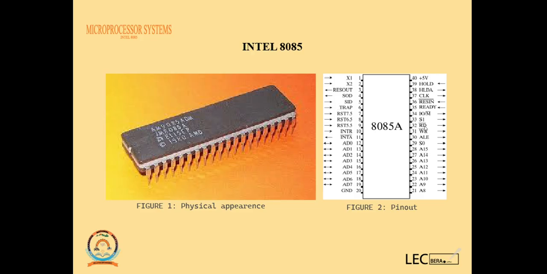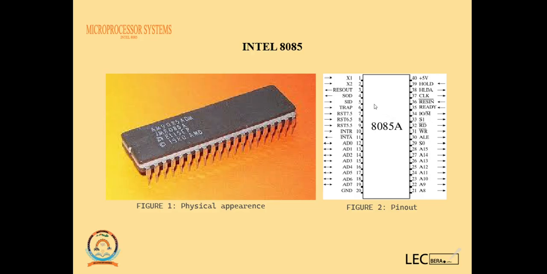We normally say these are control pins, RD, WR, ALE. Those are the control bus. We have status pins. These are pins which indicate the status of what the microprocessor is doing. These are something like S1, S0.